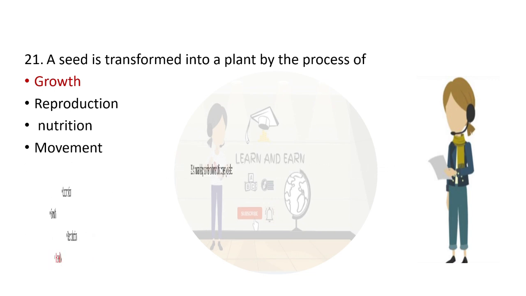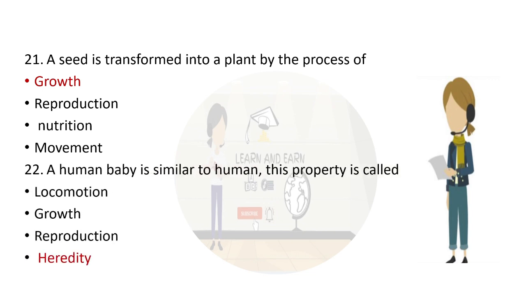Number 22: A human baby is similar to human. This property is called: option A, locomotion; option B, growth; option C, reproduction; option D, heredity. A human baby is similar to human. This property is called heredity.